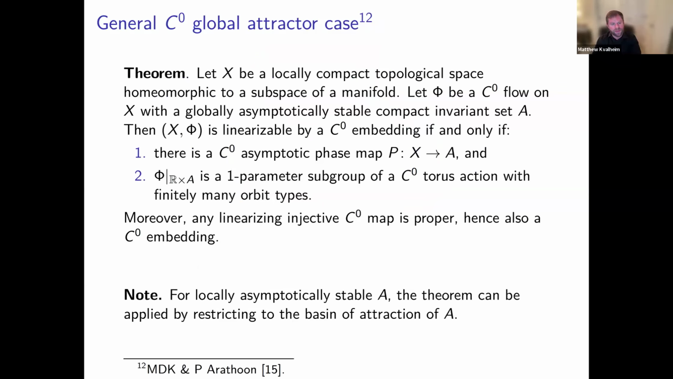And so the main theorem in the general case for the C0 case is: if you have a reasonable topological space, in particular locally compact, and you have a C0 flow on the space with a global attractor A, then that flow is linearizable by a C0 embedding if and only if the following two conditions hold. One is that there has to be continuous asymptotic phase, and two is that the flow on the attractor has to be a one parameter subgroup of a C0 torus action with finite orbit types. And moreover, if you wanted to only consider injective C0 maps rather than C0 embeddings, well, then any linearizing such map is automatically proper, hence also a topological embedding.